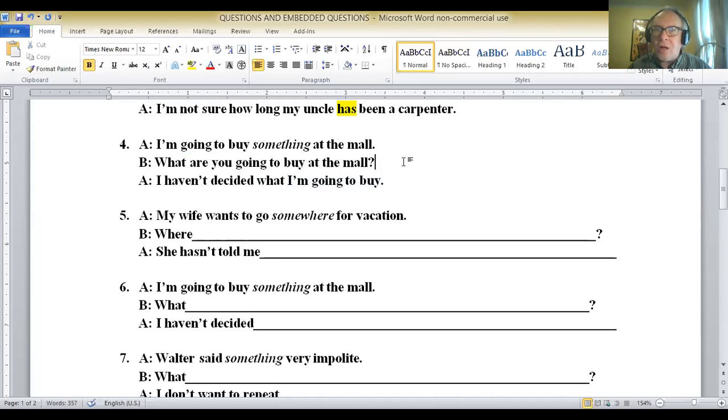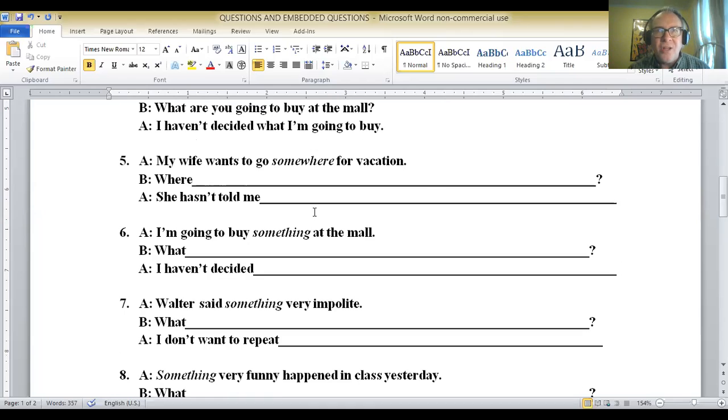A noun clause, an embedded question, is just an affirmative sentence with the word what or when or why in front, right? The question is really the hard one. The embedded question is actually kind of easy, especially for people who speak Spanish, because people who speak Spanish don't use these crazy auxiliary verbs in their questions.